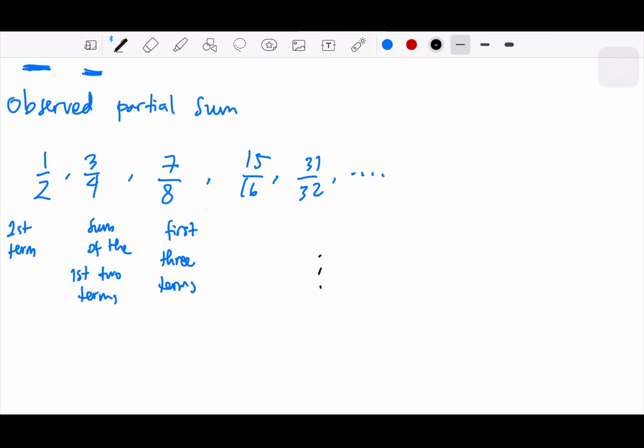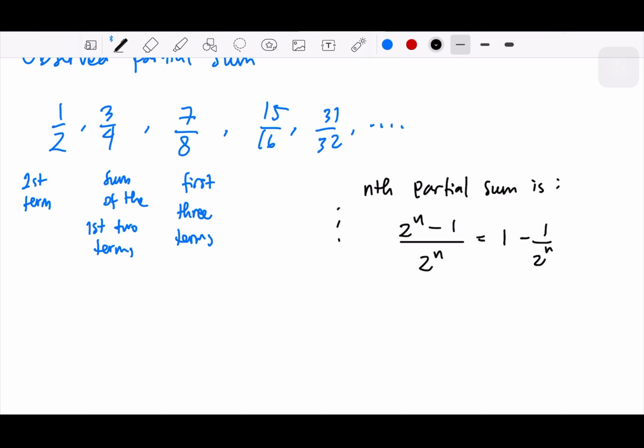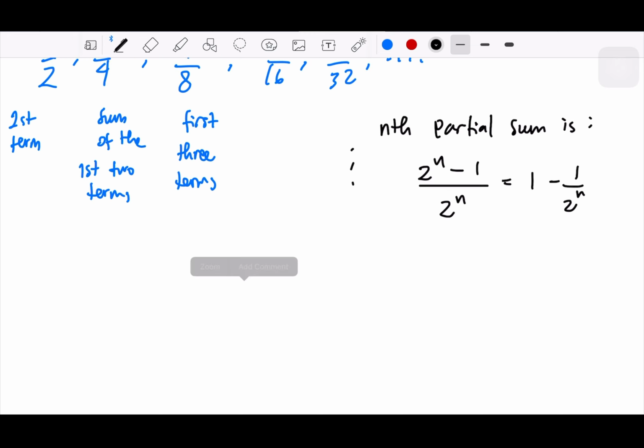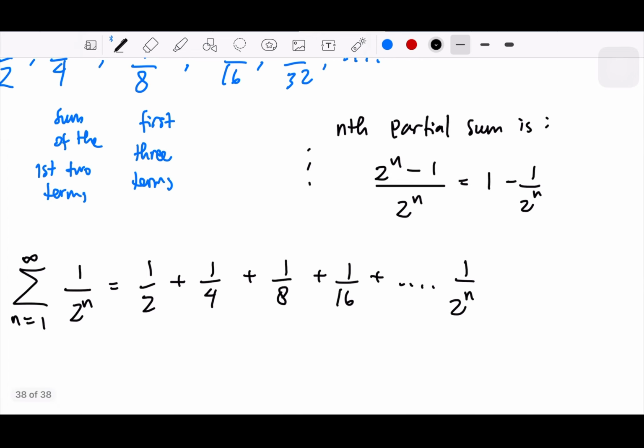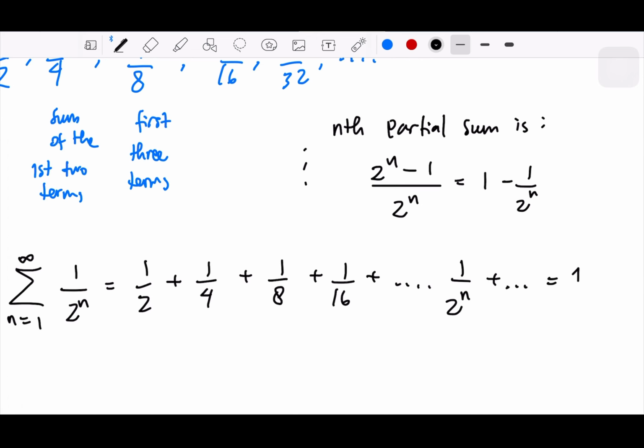And later you can verify that the n partial sum is, we can write in terms of this, or we can write 1 and then the sum, we can write this in terms 1 plus 1 over 4 plus 1 over 8 plus dot dot dot until infinite number. This will be equal 1.